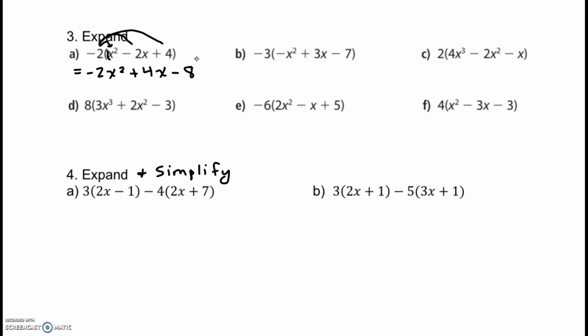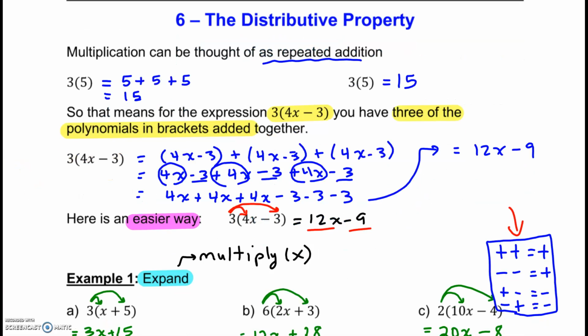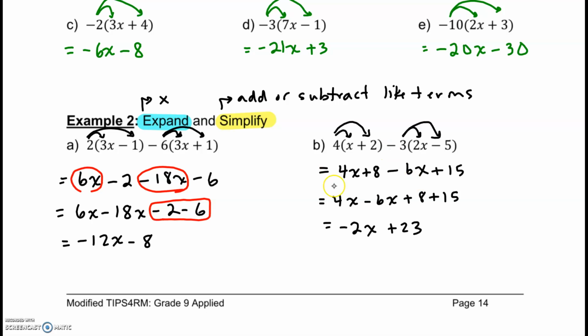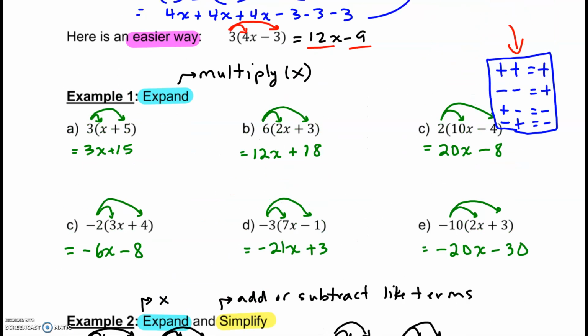All right, I'm not going to do 4 with you on the worksheet. If you need help with that, you can go back and re-watch the part of the video in example 2 that explains it. But hopefully that was enough to help you with the worksheet.